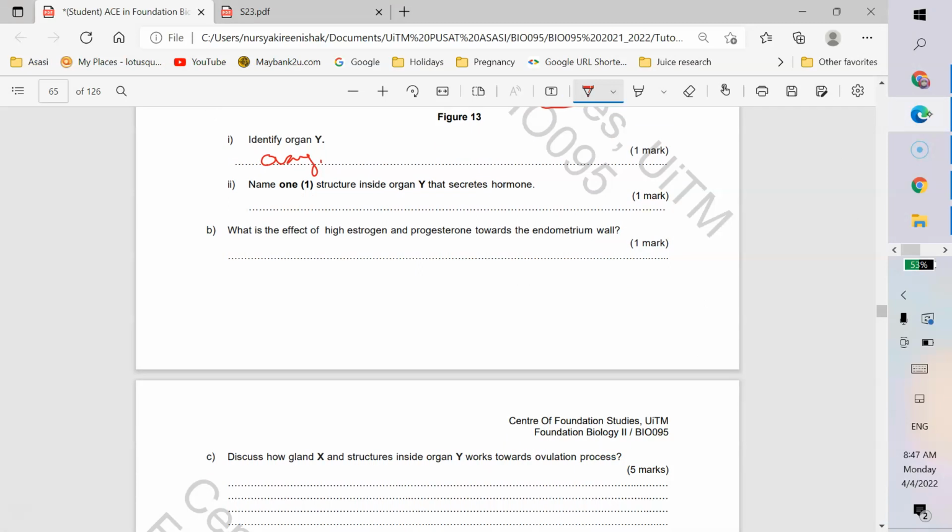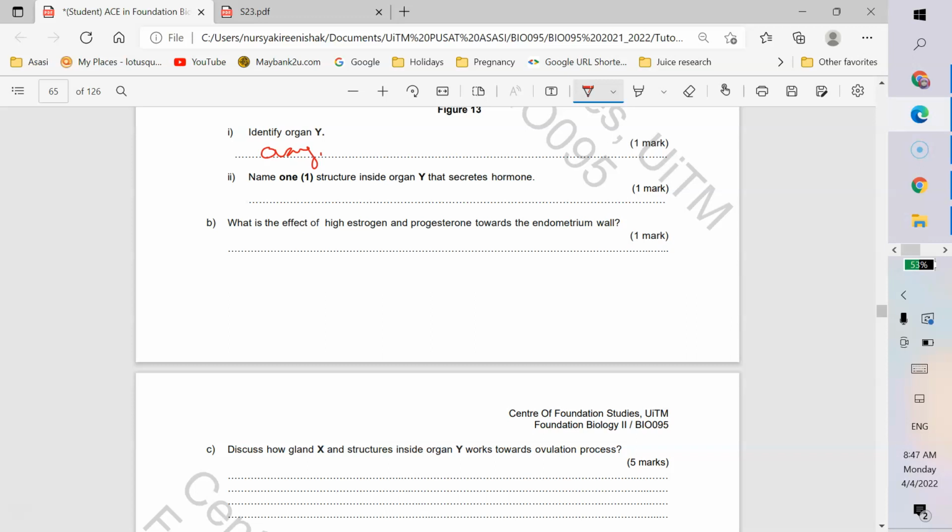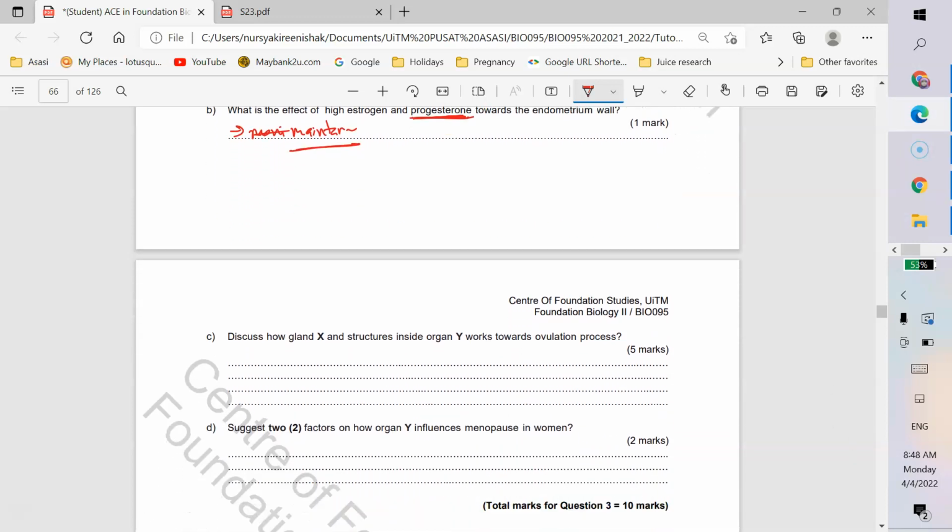So question B, Maisarah. Nur Maisarah Nisa, please. What is the effect of high estrogen and progesterone towards the endometrium wall? Stimulate maintenance and development of uterine lining. Okay, boleh lah. Okay, so stimulate and maintenance of endometrium lining. Mesti untuk bila awak tengok soalan, bila dia ada mengeluarkan dalam soalan tu perkataan progesterone, mesti jawapan awak ada keyword dia maintain. Okay. Maintain thickening of endometrium lining or endometrium layer. Mesti ada perkataan maintain. Okay, so thank you Maisarah.